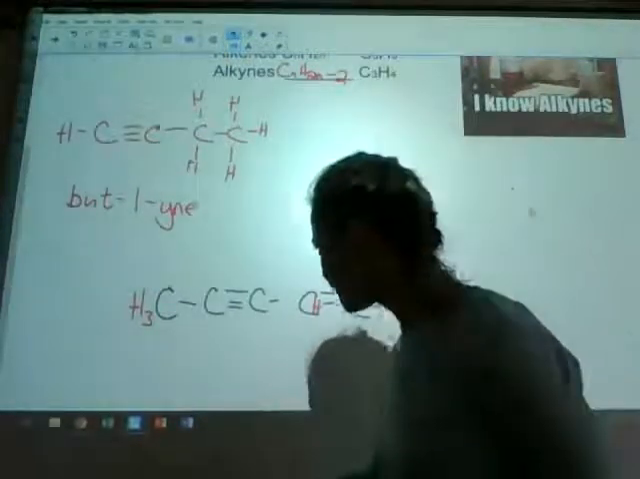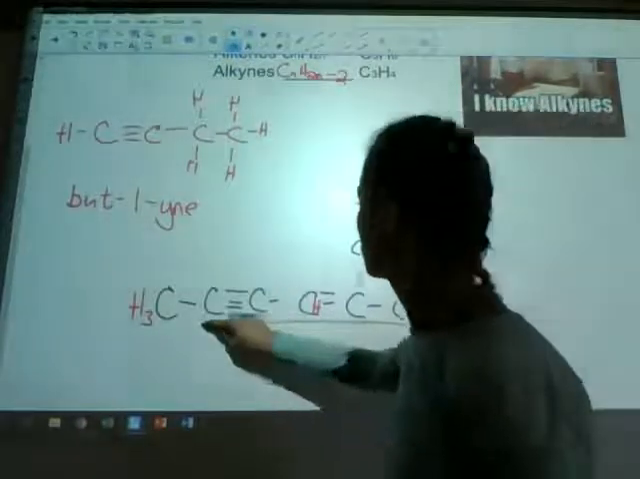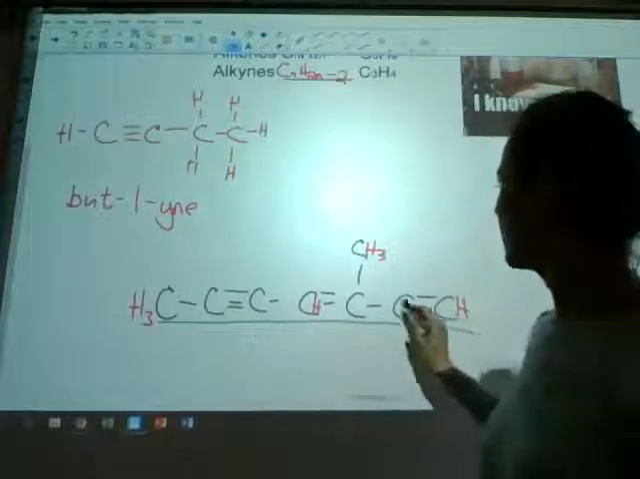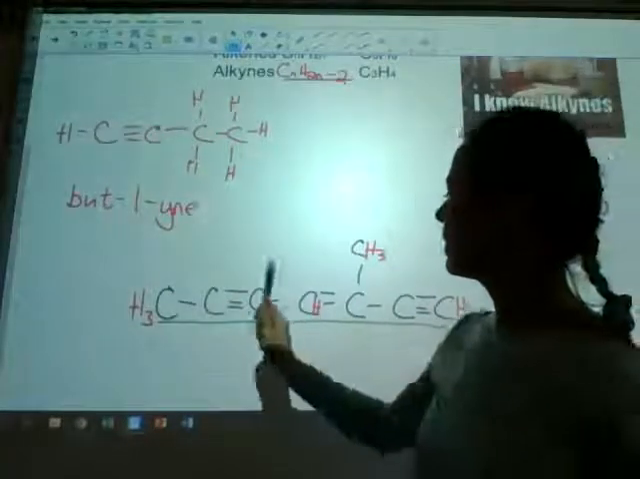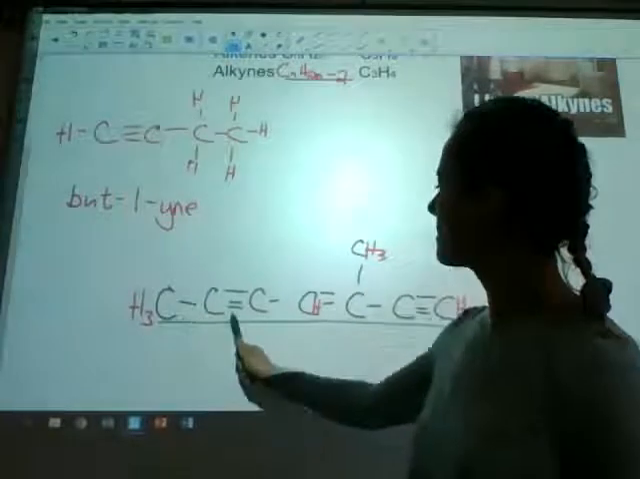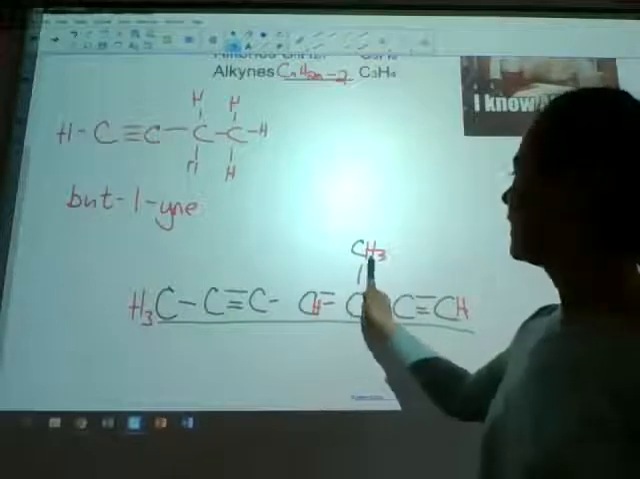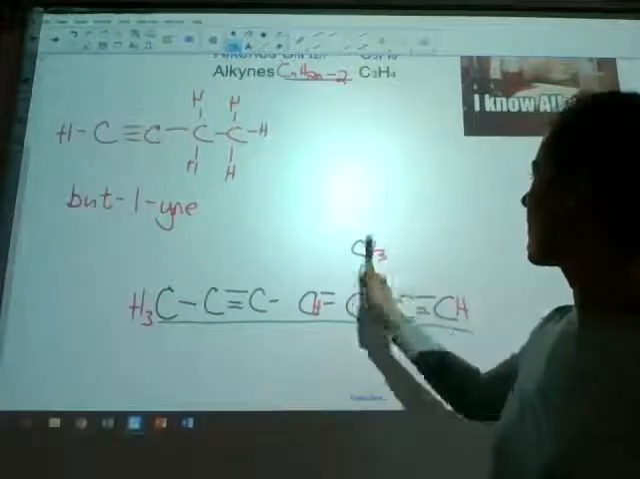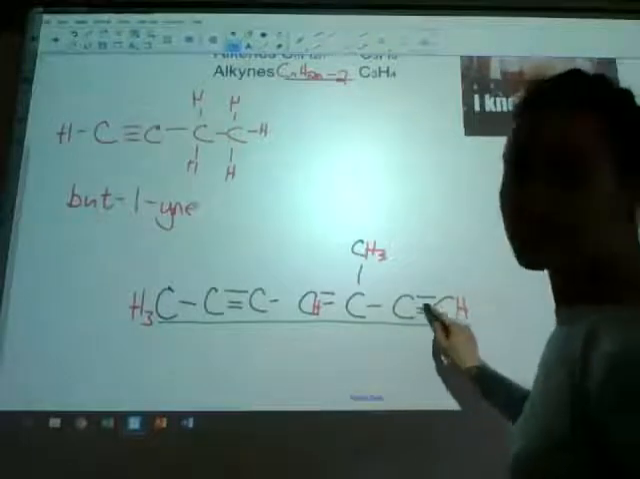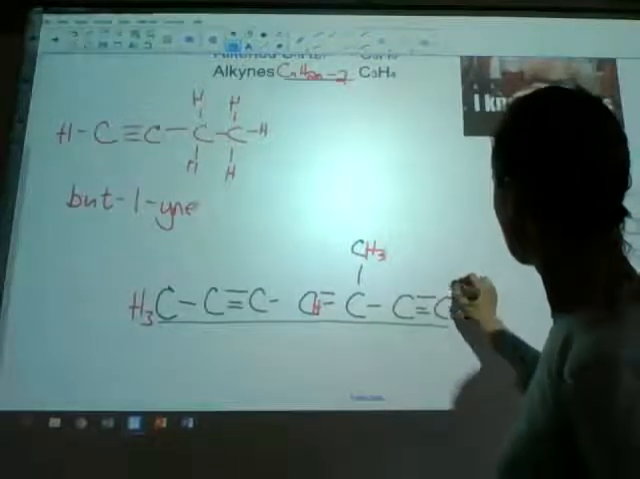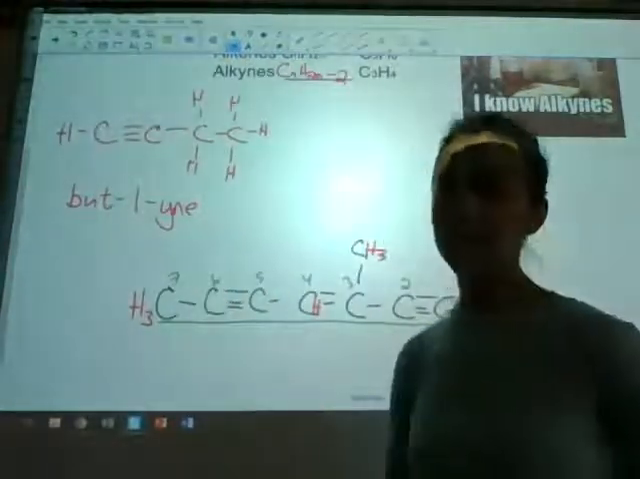Now, we know that the longest chain is going to be here, okay? And we have to include all the double bonds and triple bonds. Now, if I start labeling over here, not only does it make a big number for my triple bond, but it also makes a really big number for my branch. The reason why I'd start here, the first reason is because the triple bond's located right there. So I'm going to start numbering over here. 1, 2, 3, 4, 5, 6, and 7.